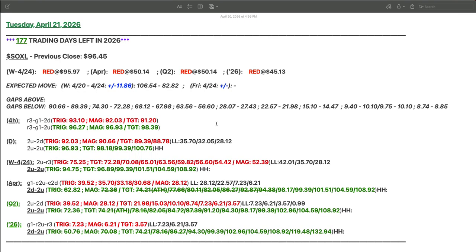Let's go ahead and take a look at the notes here. We've been looking at the charts quite a bit. So for Tuesday, April 21st, 2026, there'll be 177 trading days left in the year. And we know the close price on Monday, April 20th was 96.45. So we know the week, actually the week is red, but just by a couple of cents.